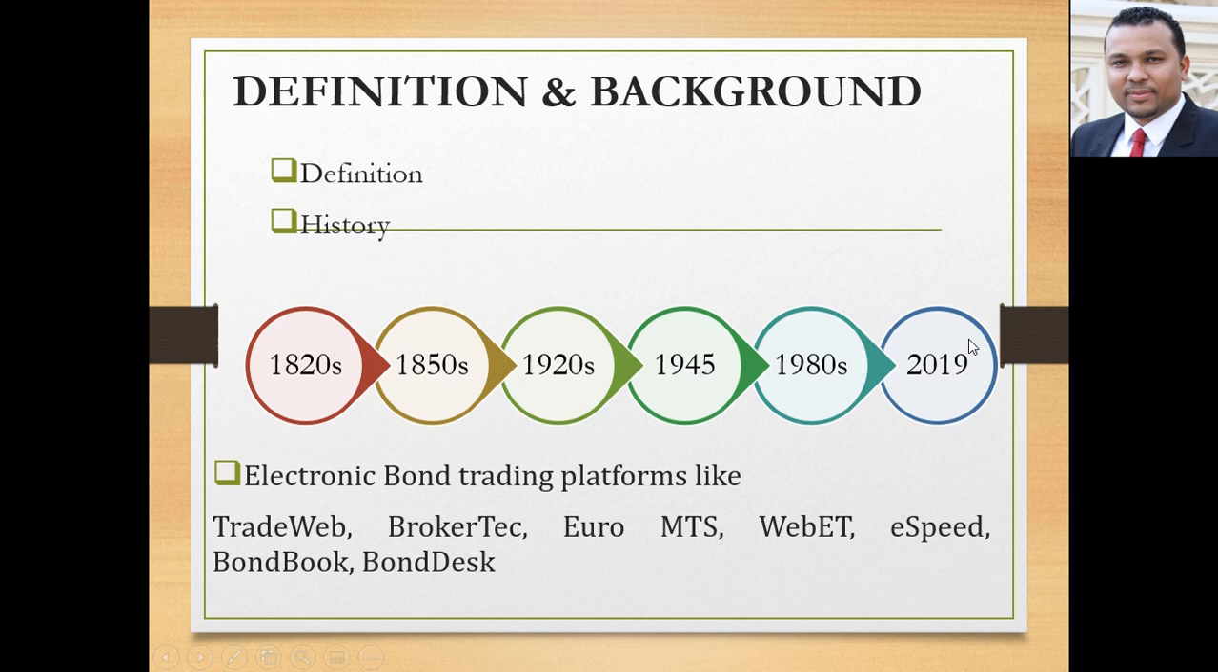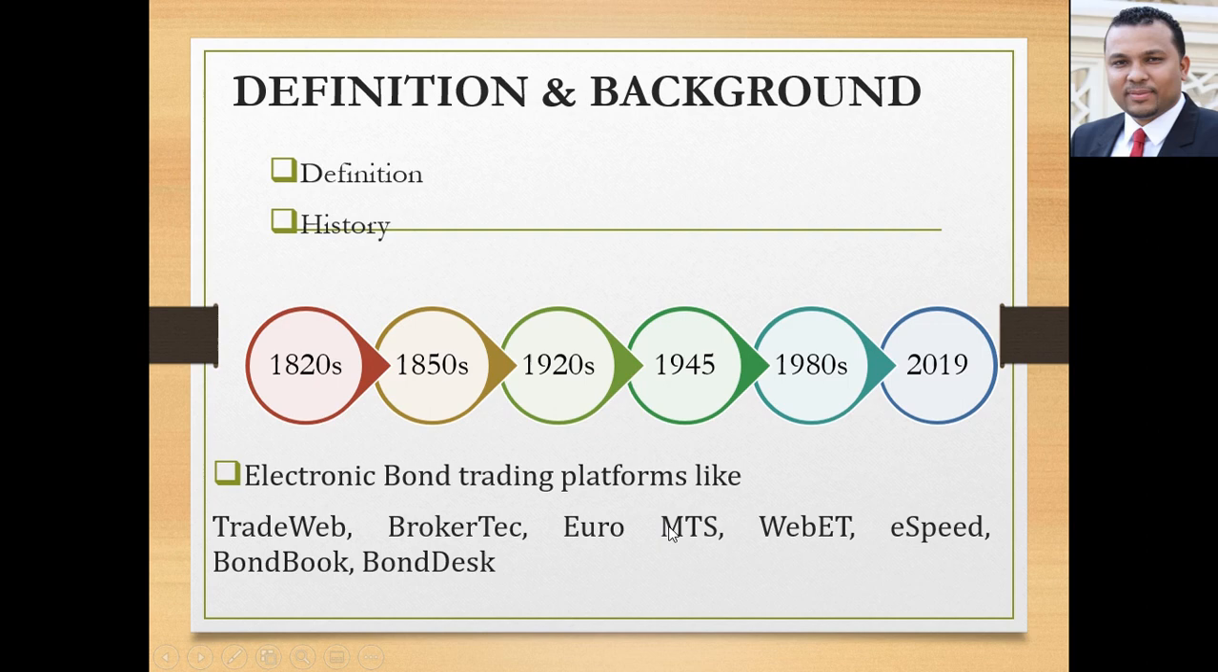Mainly, our last date, 2019. What about the size of international bond markets? Maybe over 24 trillion US dollars, the size of the market for international bonds. Electronic bond trading platforms. When we compare the first value from 1945, we took about maybe 14 billion US dollars as bonds. Now we talk about trillions, 24 trillion US dollars in bonds. Maybe traders and brokers use electronic bond trading platforms like Tradeweb, BrokerTec, Euro MTS, and so on.